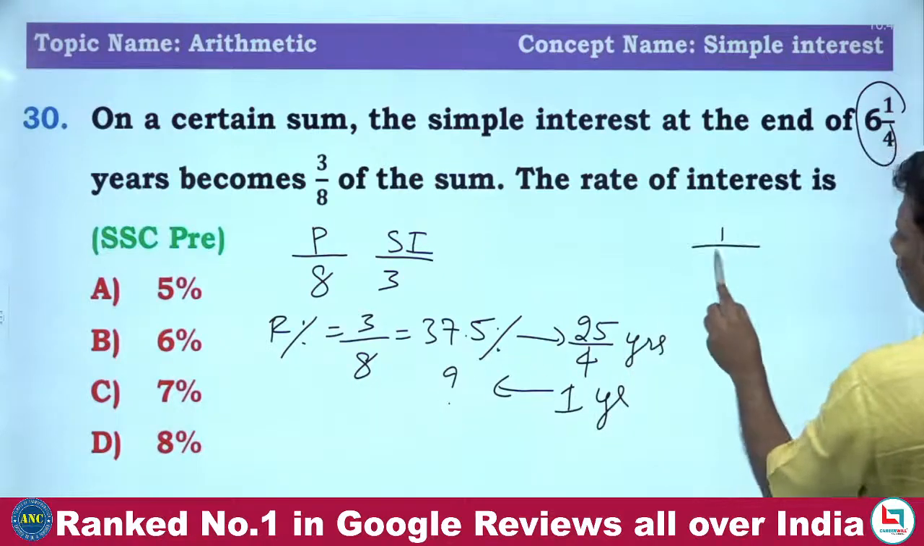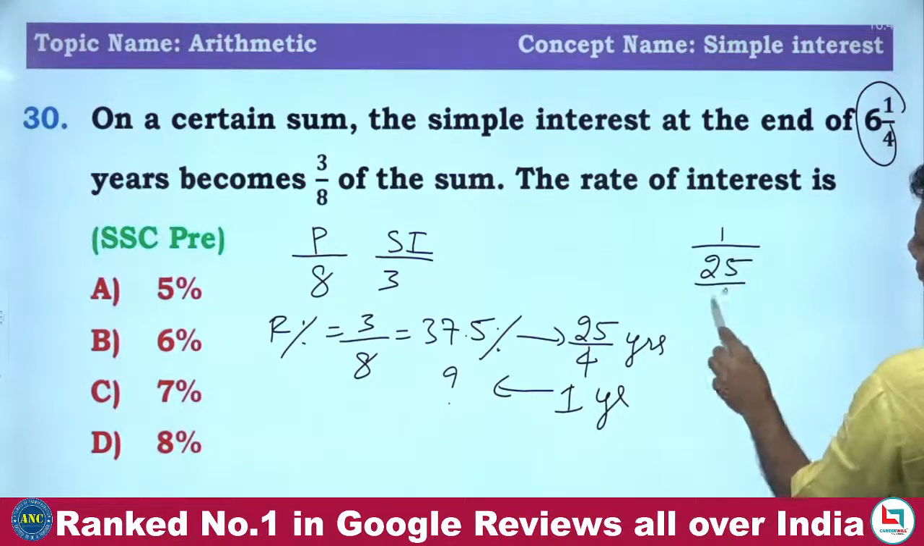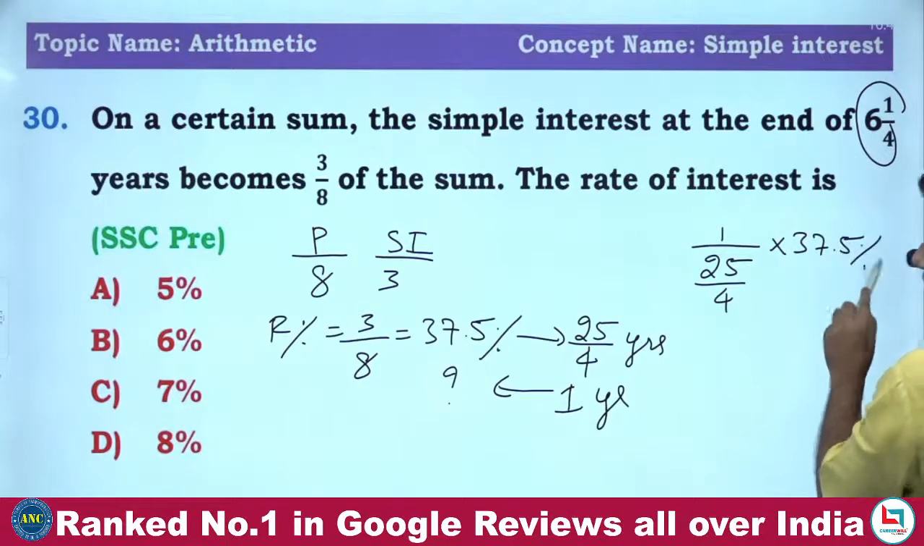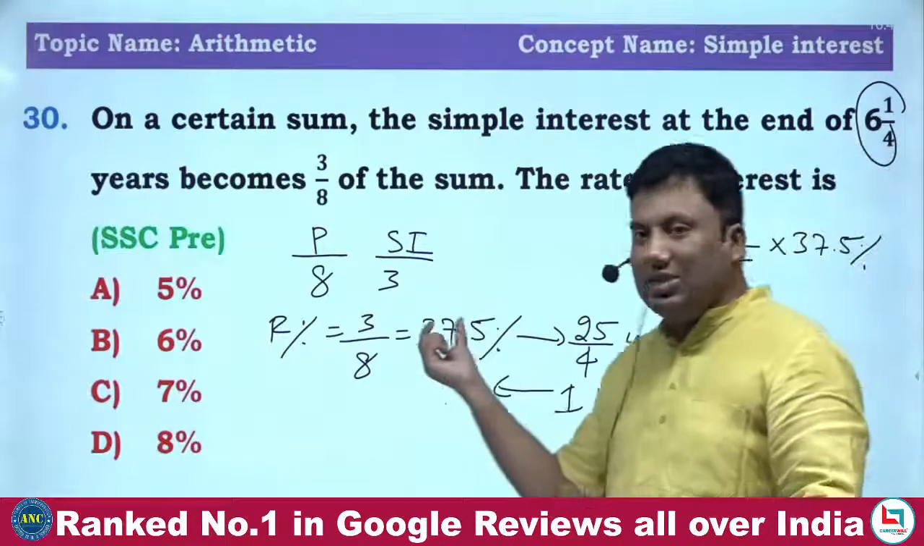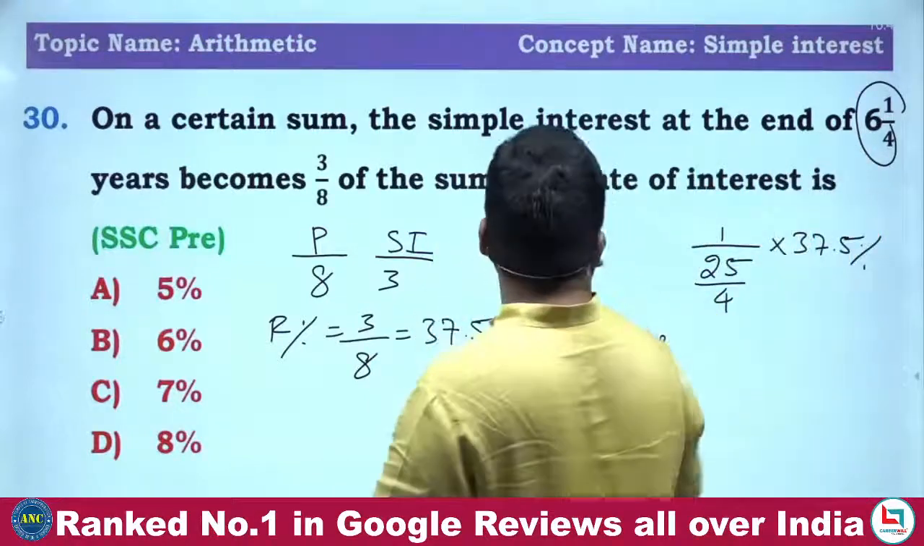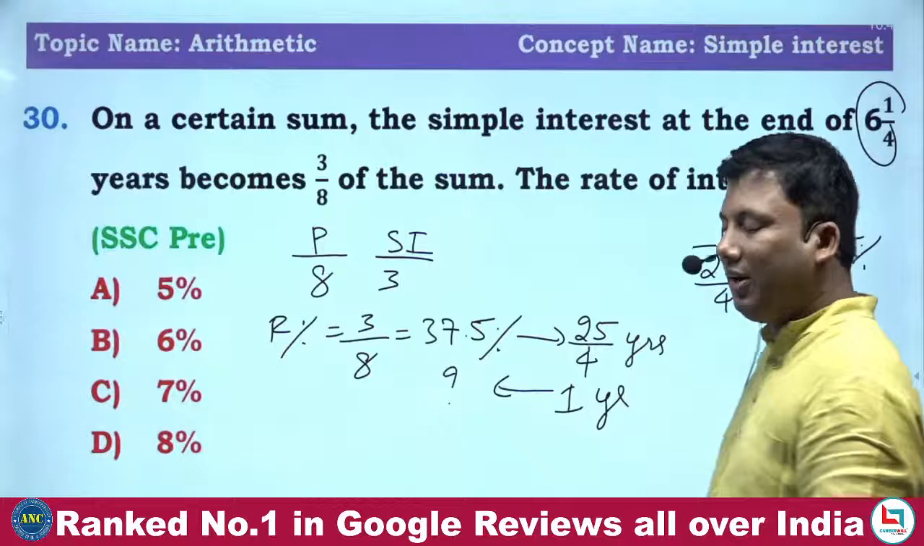Answer is 1 by 25 by 4 into 37.5 percentage. Are you all with me? So this is the 37.5 percentage. What is the time duration? Time duration is 25 by 4.